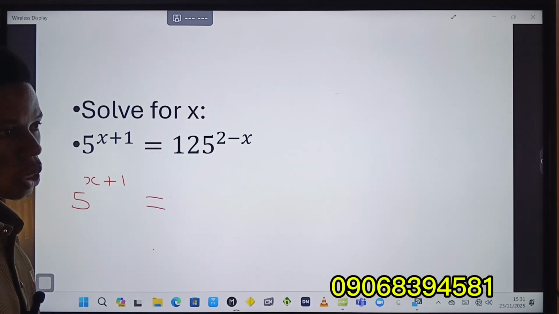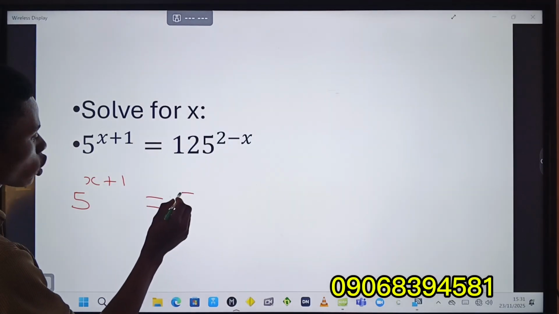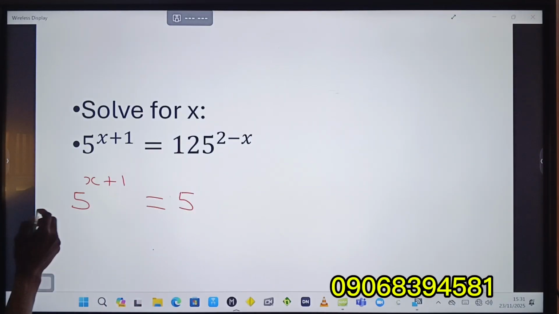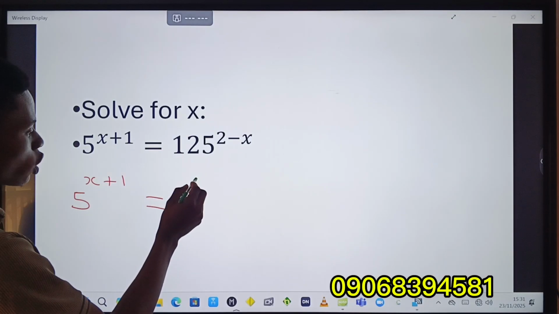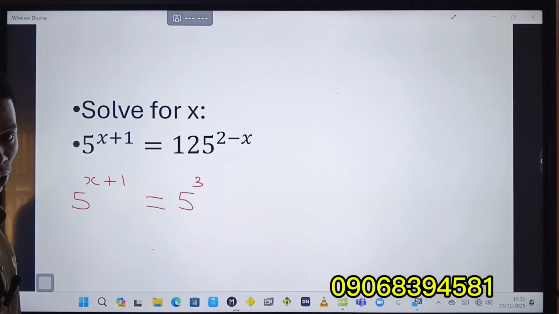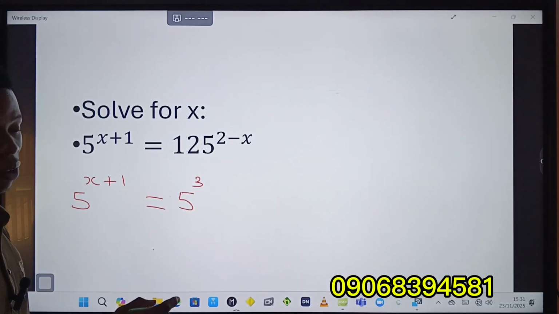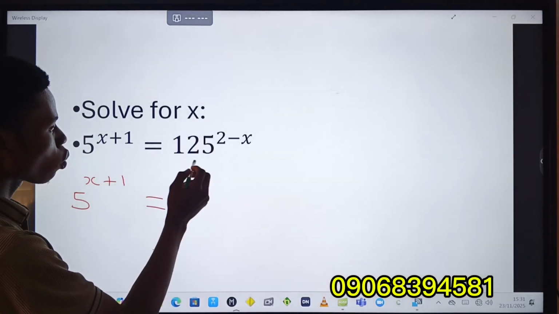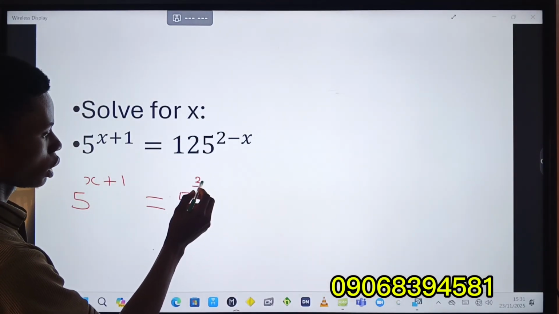There's a way we can reduce it. Now you check, 5 raised to power what will give us 125? Why are we using 5? We want them to be in the same base. You agree with me that 5 raised to power 3 will give us 125, right? Because 5 raised to power 3 means 5 times 5 times 5. It will give us 125. So this whole 125 here is 5 raised to power 3.